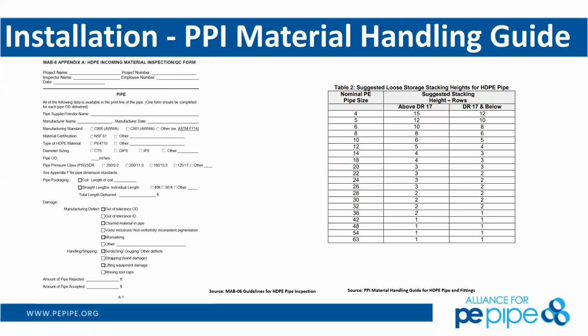Incoming material checking at the job site is another very important aspect of material management. So this is a sheet that's within the material handling guide. I recommend everybody take a look at it and utilize it. So it kind of runs through what do you need to look at when a truck load arrives on your job site? What's the project name, where it's coming from, who's the pipe supplier, what standard is the pipe supposed to be made to? And what does it say on the print line? Is it NSF certified? What type of material is it? What's the diameter? And what's the diameter ratio of the pipe? Just to make sure everything got there and it's the way it's supposed to be.